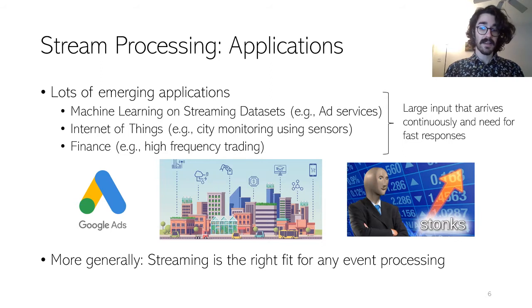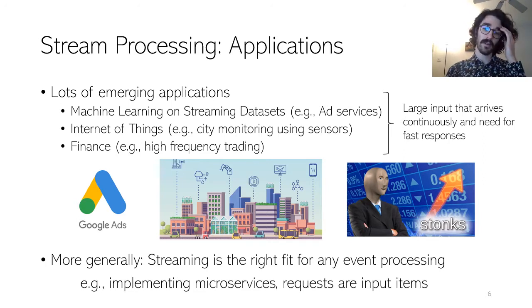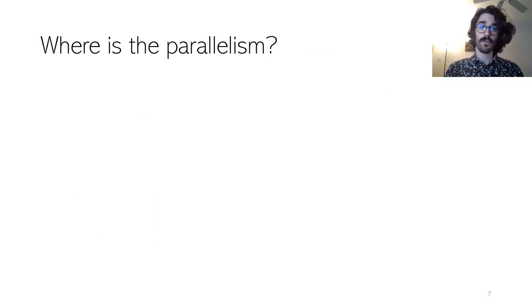More generally, streaming is the right fit for any event processing. For example, we are recently seeing the emergence of microservice applications, and microservice applications can be thought of as stream processing applications where requests are the input items in your streaming application. So until now, I have hopefully convinced you that stream processing is important, and there are a lot of applications and interest in it. But where's the parallelism?